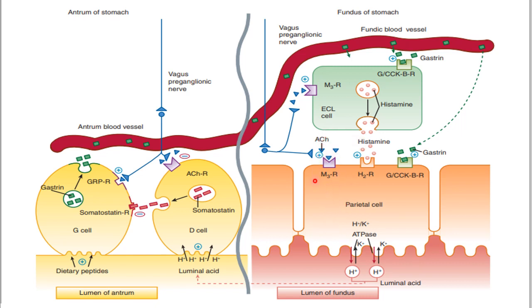The muscarinic antagonists which are used in acid peptic disease are pirenzepine and telenzepine, but they are not commonly used, therefore we won't be discussing them, and you have already read them when you did the parasympathetic system. Then the H2 receptor blockers; gastrin blockers are not available yet; and the proton pump inhibitors.